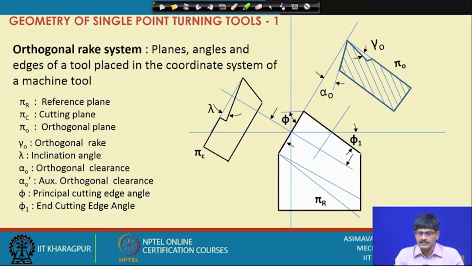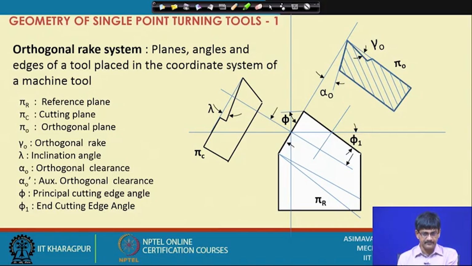So, inclination angle is understood, orthogonal rake is understood, orthogonal clearance is understood. And in this system, instead of referring to the approach angle or the side cutting edge angle, we define an angle called principal cutting edge angle. Principal cutting edge angle is just 90 degree minus phi s, and we still have the end cutting edge angle as phi 1. Okay. So, we learn of different angles in the orthogonal rake system.